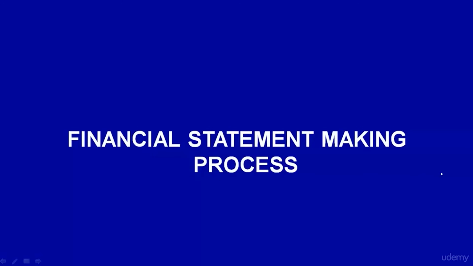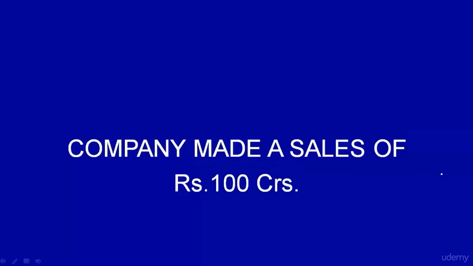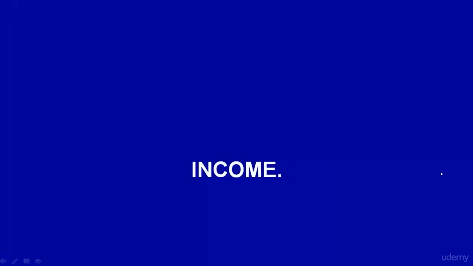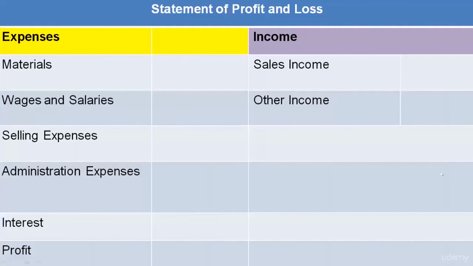And here we are going to follow the common sense or the logic behind preparing the financial statements and not the detailed rules. So let's look at some transactions and we'll see how the financial statements can be prepared. Just have a look. Company made a sales of rupees 100 crore. Making sales, is it an income or expense? Sales is an income, so this should appear on the income side of the profit and loss statement.